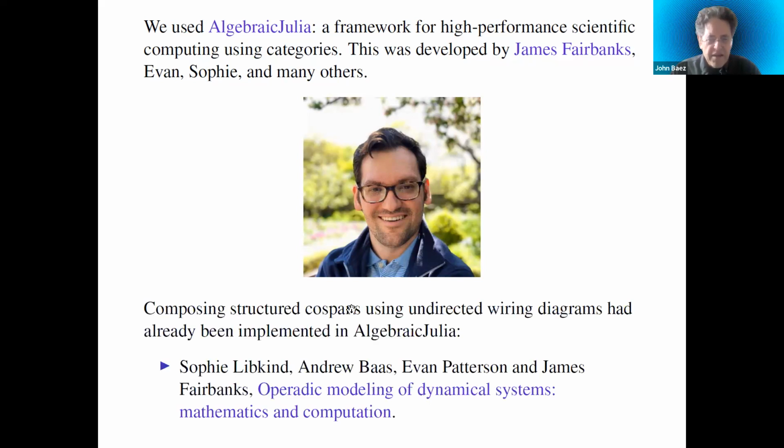And I should add that the idea of composing structured cospans using undirected wiring diagrams via hypergraph categories was nothing new to our work. It had already been implemented in AlgebraicJulia in this paper here and in software. And that shows you one example of the advantage of working in the AlgebraicJulia ecosystem: people can develop general methodologies framed at a high level of abstraction, explicitly discussing categories and so on. And then other people can reuse those ideas in other pieces of software.